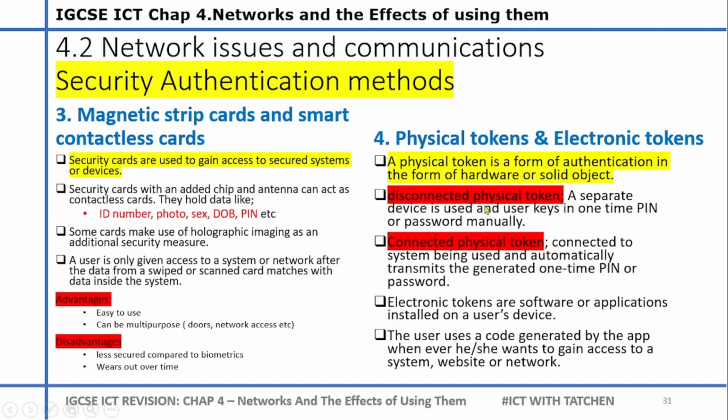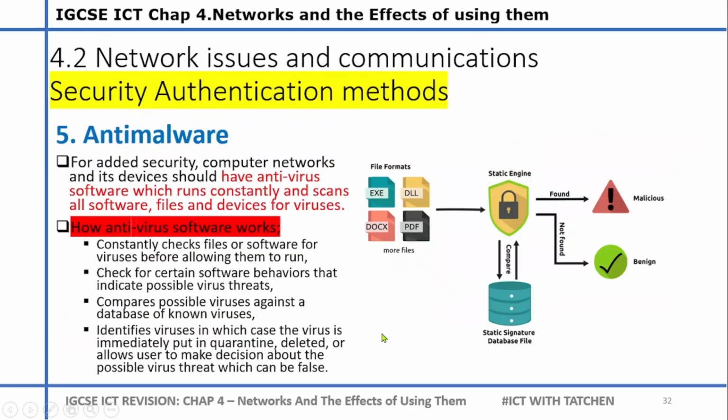So we discussed physical tokens. For electronic tokens, we are looking at software or an application installed on a user's device. The user uses a code generated by the app whenever he or she wants to gain access to a system, website, or network. So that's what we call authentication methods. You just open the app, it gives you a code, you use that code, maybe put it on a website, and you are given access into that site.